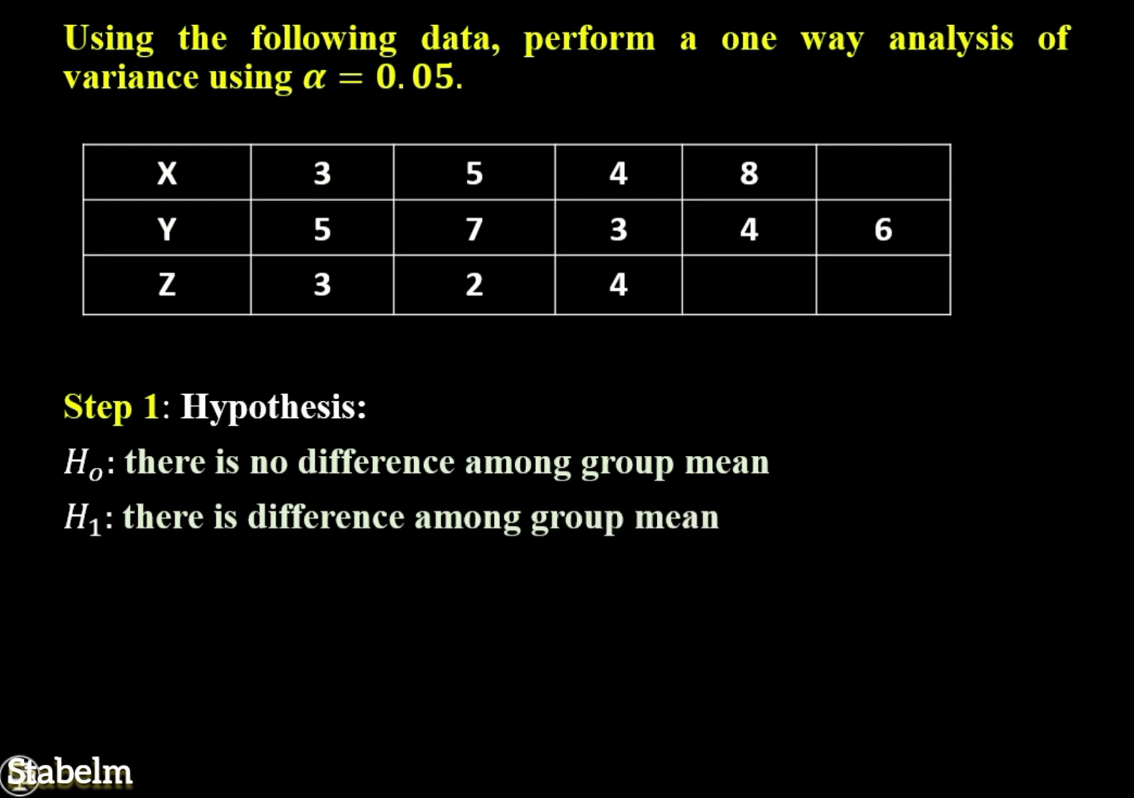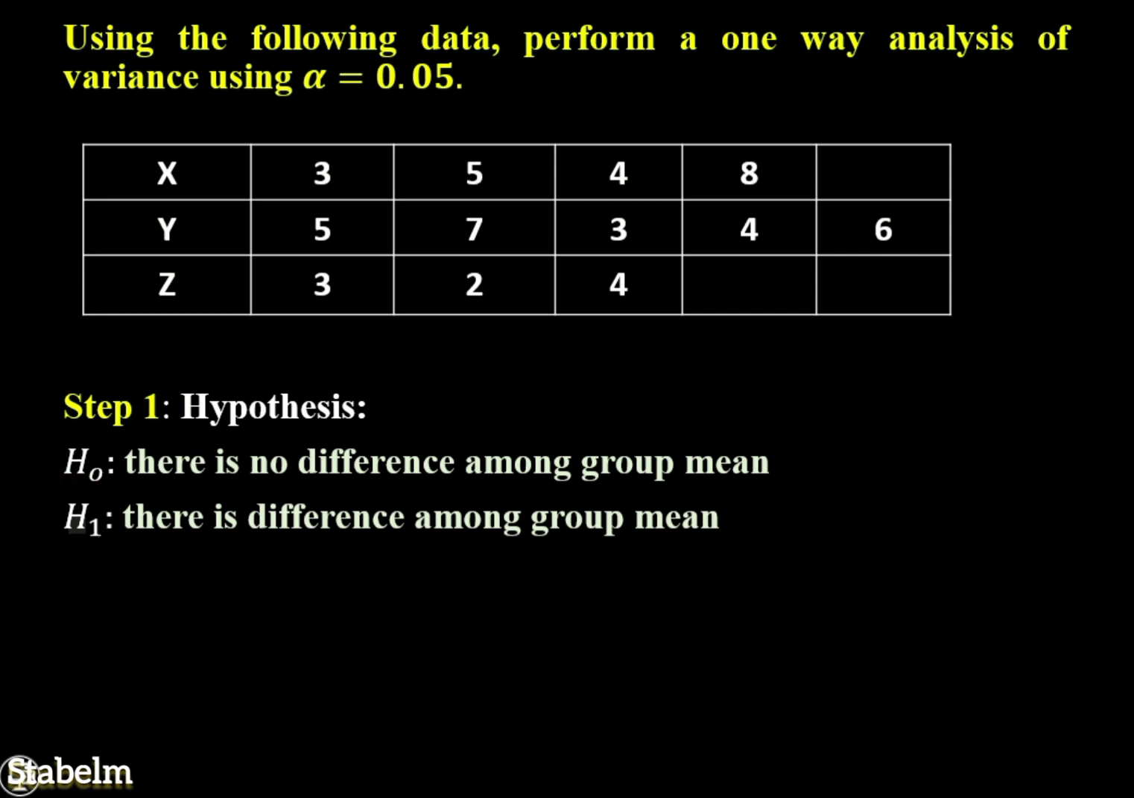So what are we doing here? We are to accept or reject the null hypothesis. By the time we accept the null hypothesis, then we're going to reject the alternative hypothesis, which is H1. And if you reject H0, that means you are accepting H1.